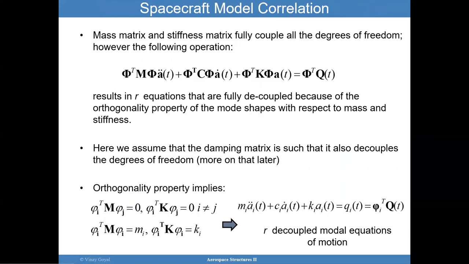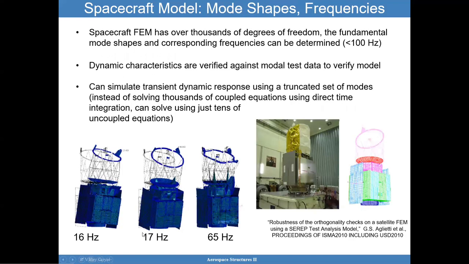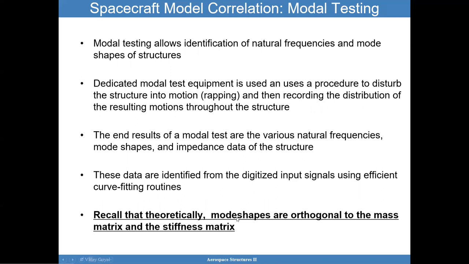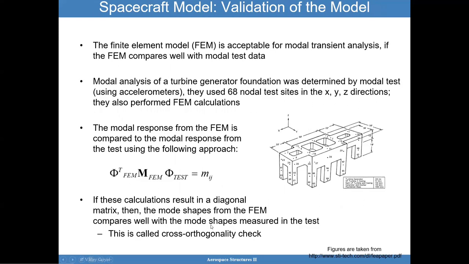Now recall, going back here, that this is the equations of motion, and I pre-multiplied by phi transpose, which is the matrix of mode shapes that has been reduced. I'm only using the reduced set. I showed you that this multiplication here is going to have orthogonality properties, meaning off-diagonal terms will give you zero, diagonal terms will give you a value. So I'm going to use these orthogonality properties to our advantage.